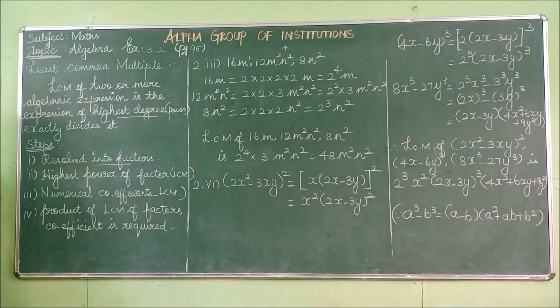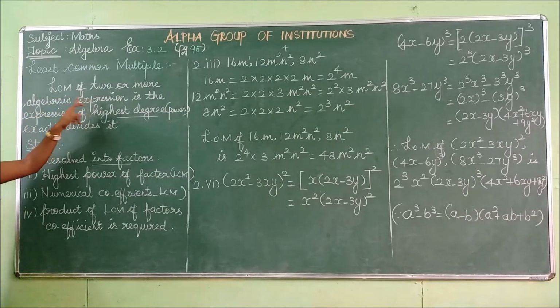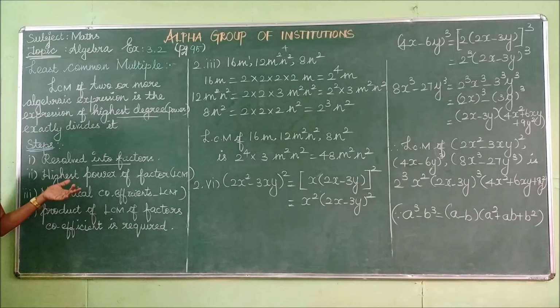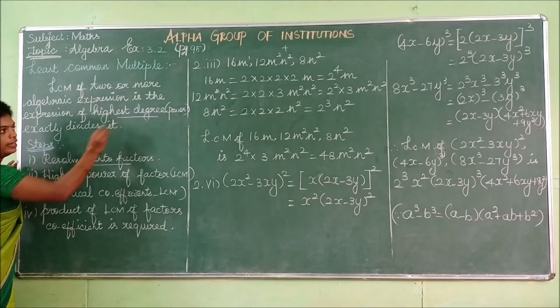Before we start GCD, now we are going to see about the LCM. LCM means least common multiple. So the LCM of two or more algebraic expressions is the expression of lowest degree that is exactly divisible by each of them. That must exactly divide it.